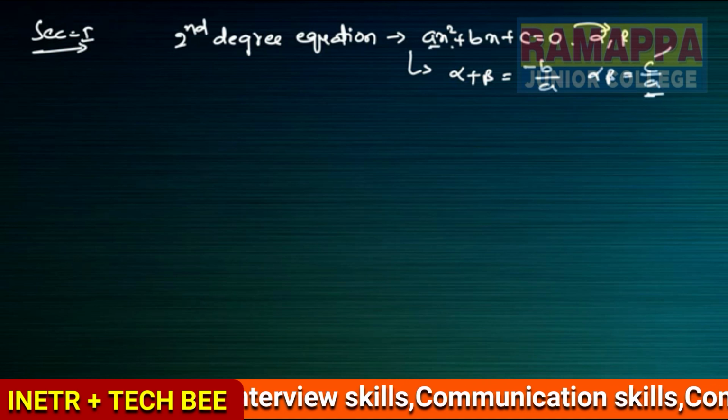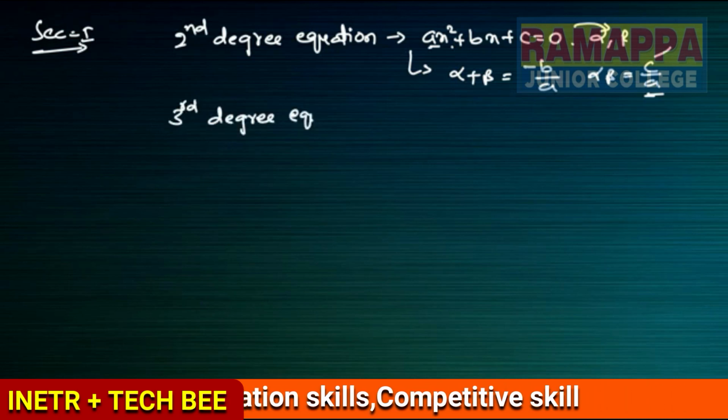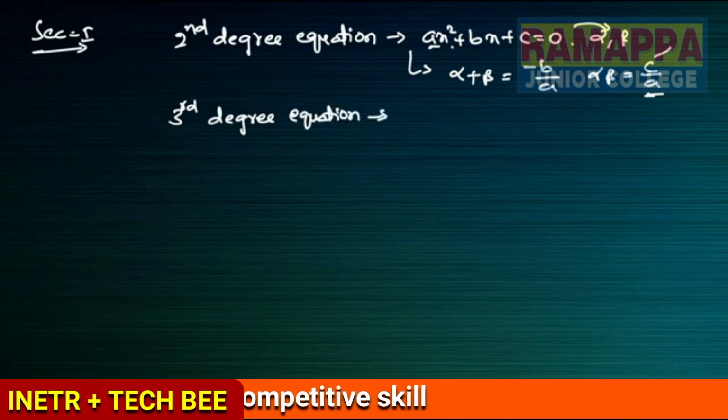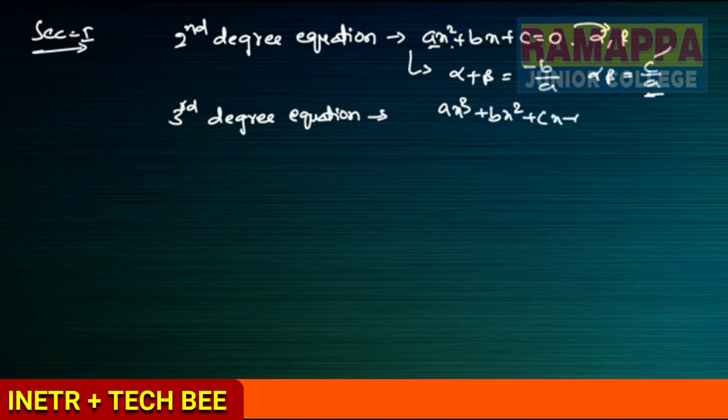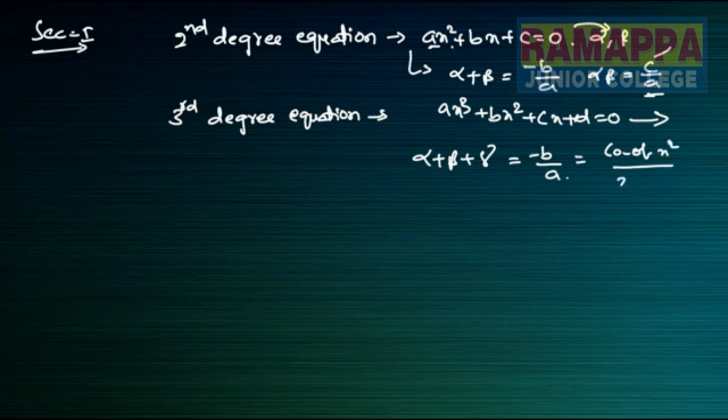Now the third degree equation also appears. The third degree equation is ax³ + bx² + cx + d = 0. In this, for the roots alpha, beta and gamma, the sum alpha + beta + gamma = -b/a, that is, minus the coefficient of x² divided by the coefficient of x³.